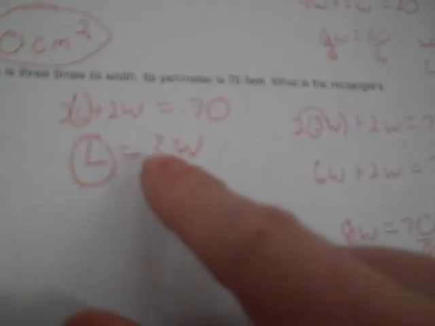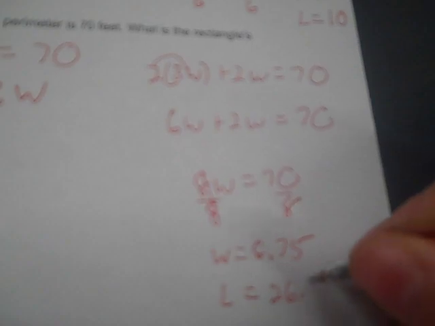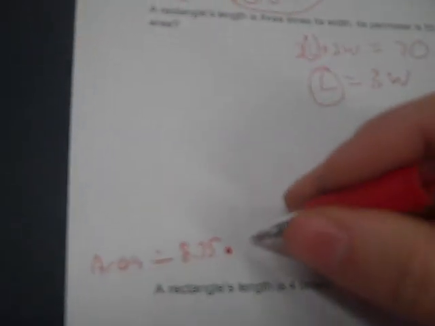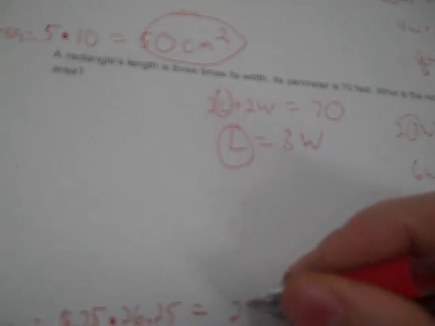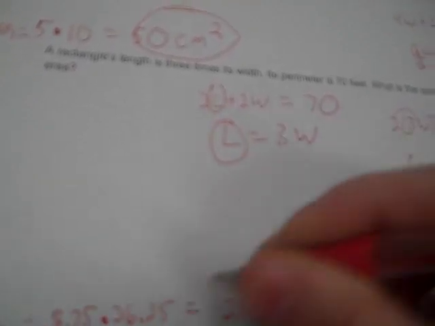Okay, now you know that L is 3 times W. Well, now that you have the answer for W, it's very easy to find the length. So you take 3 times 8.75, that's 26.25. Okay, that's going to be a weird looking answer. That's all right. So I multiply 8.75 by 26.25. We're going to say it's about 230. Okay. So it's about 230 square feet.